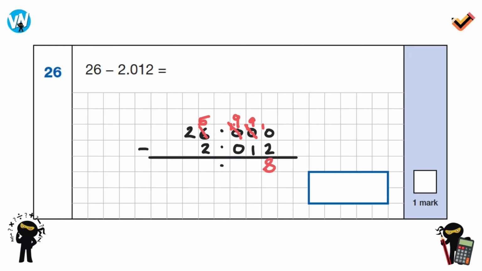10 take away 2 is 8. 9 take away 1 is 8. 9 take away 0 is 9. 5 take away 2 is 3. And there's nothing to take away from the 2, so essentially it just drops down in here. So we have to put the answer into the box. 23.988.